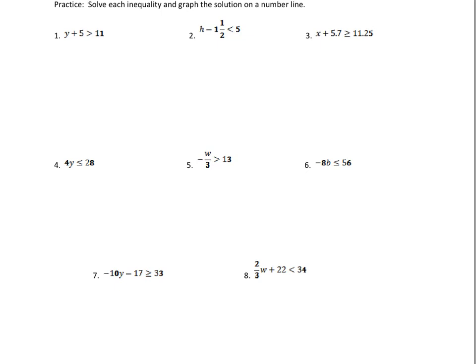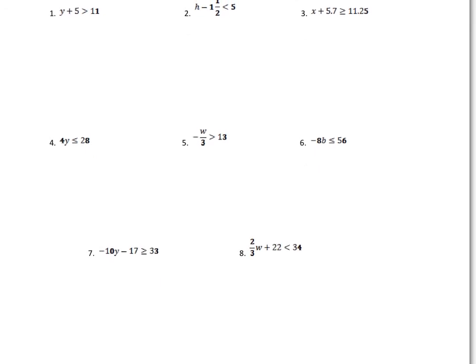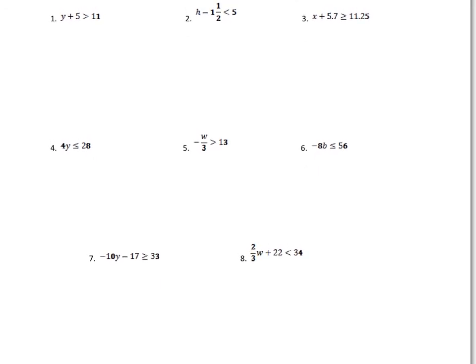Okay, guys, let's quickly go over these practice problems and see how you guys did. So we got to solve each inequality and graph it on a number line again. So for the first one, to isolate that y, we're going to subtract 5 on each side. And we get y is greater than 6. And then when we graph that on a number line, we would have an open circle on 6. And y is greater than 6, so the arrow would go to the right.